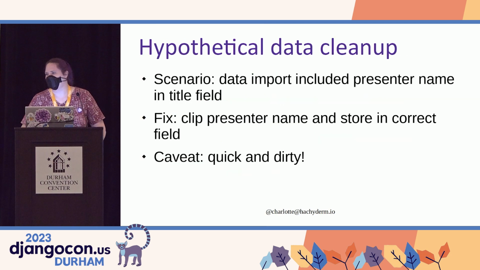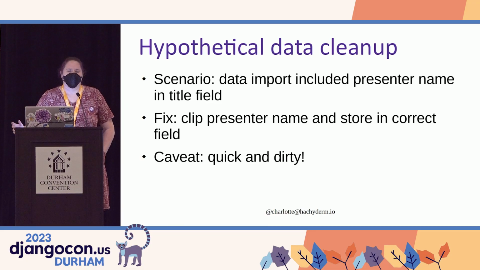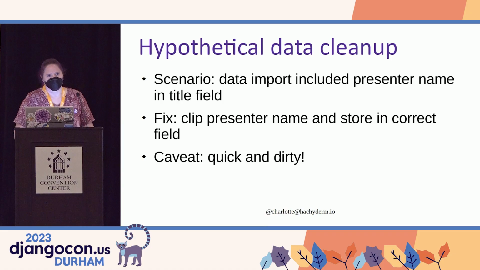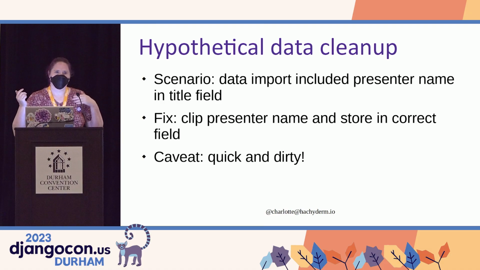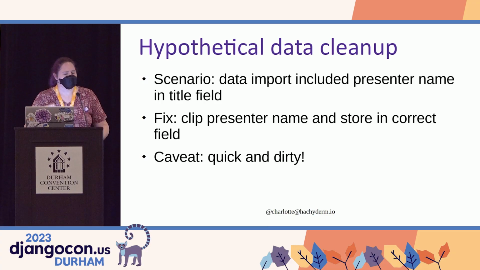Let me give you a hypothetical so that we can walk through an example. Let's imagine a data cleanup scenario where I did a data import into my talk model. And unfortunately, the way the import happened, it was supposed to have the title and the presenter as separate things, but it had title of talk by presenter of talk all as one string, that it dumped into title, and it didn't put anything in presenter. I need to fix that. So my fix is going to be that I'm going to clip the presenter name out, and I'm going to store it in the correct field.